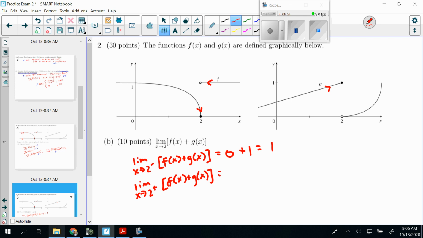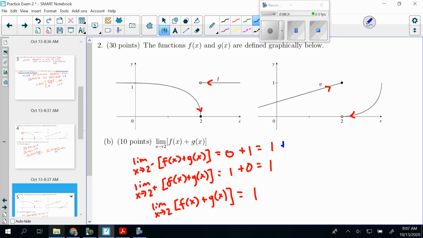f of x is approaching 1 from the right. On g, g of x is approaching 0. Combined, that's approaching 1. So on here, since they match, this one then does have the limit. The limit as x approaches 2 for this addition of f and g should equal 1.